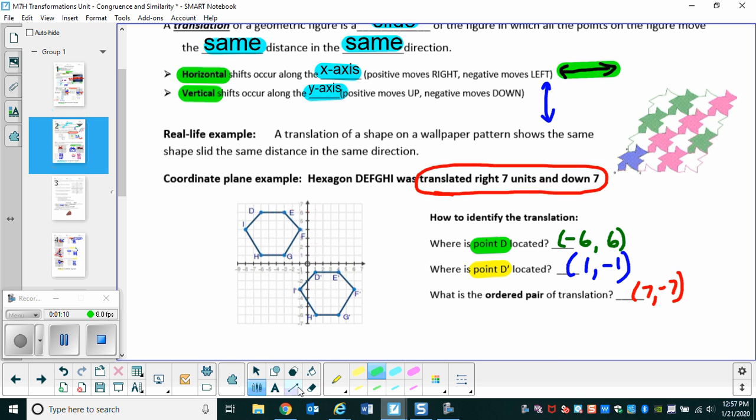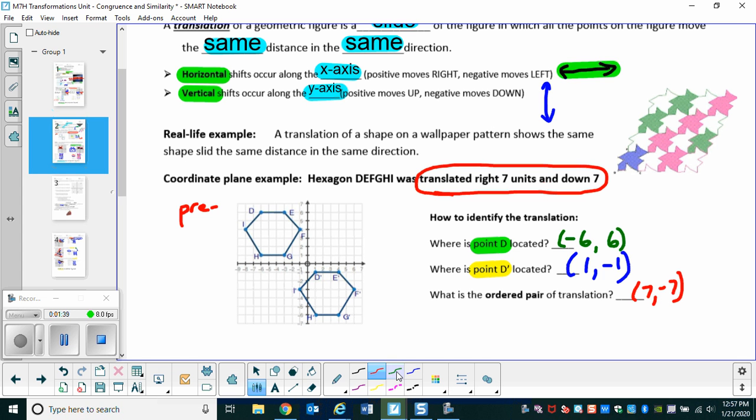We've got a hexagon, and this hexagon is DEFGHI. Now you can see in the picture that this one is D prime, E prime, F prime, G prime, H prime, and I prime. So that's how we know that this one up here is the pre-image, and it moved to be down here. Now we're going to see that it was translated 7 units to the right and then down 7 units.